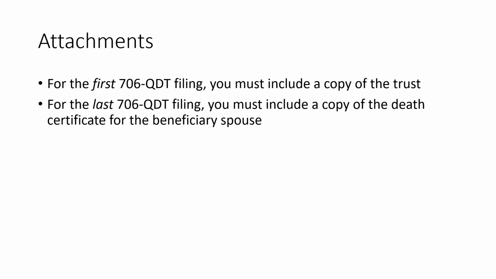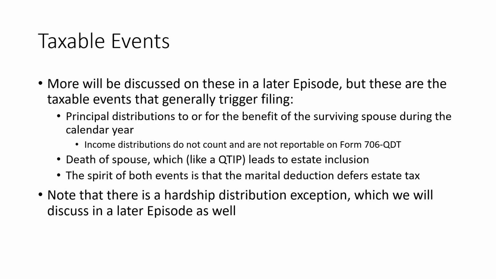And then, for the last 706 QDT filing, you must include a copy of the death certificate for the beneficiary spouse. And note that this is going to be a separate filing from the beneficiary spouse's own 706 that's filed for their estate as well. So you're going to have kind of concurrent filings that happen there.